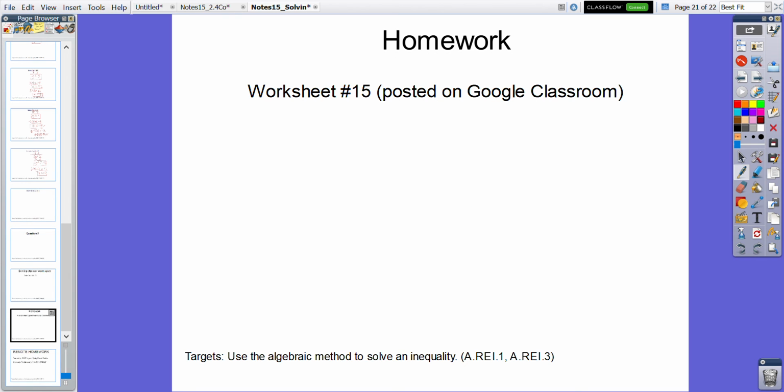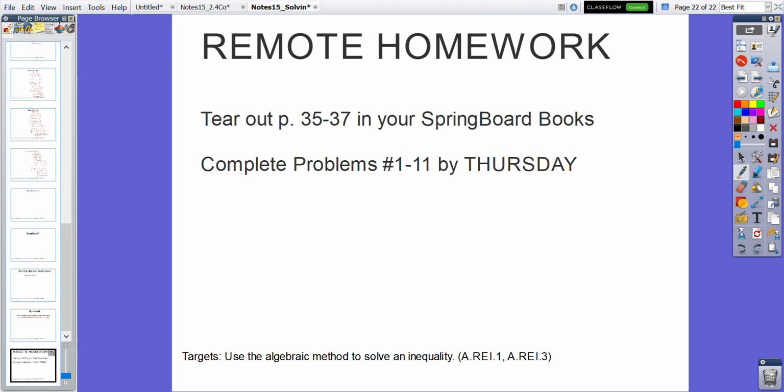So your homework is worksheet number 15, which should be posted on your Google Classroom. If it's not there, let me know, but it's there. Make sure you're working and submitting it on a separate sheet of paper through Google Classroom. And then you also will need your Springboard books. You're going to tear out pages 35 through 37 in your Springboard books, and you're going to complete problems number 1 through 11 by the next class.